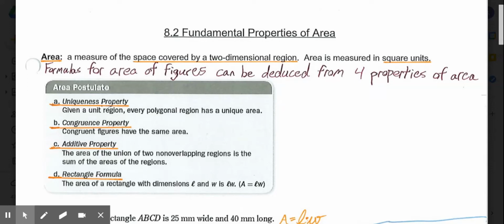Welcome to Lesson 8.2, Fundamental Properties of Area. So in 8.1, we looked at some of the basic ideas of perimeter. Now, obviously, building off of that, we're getting into the properties of area. So to begin with, we want to look at our definition of area.